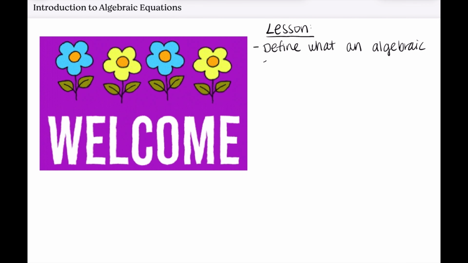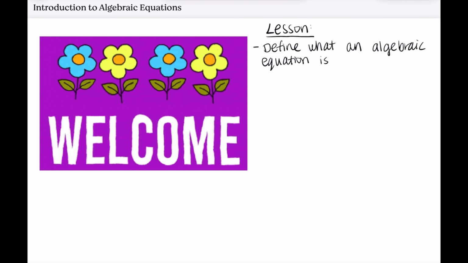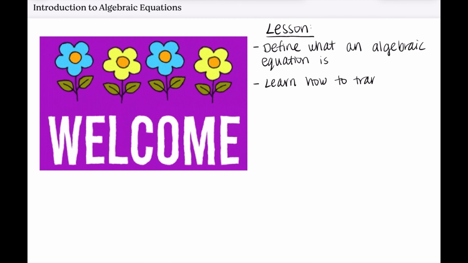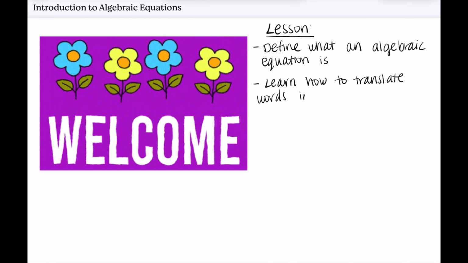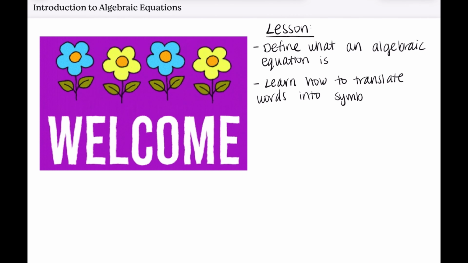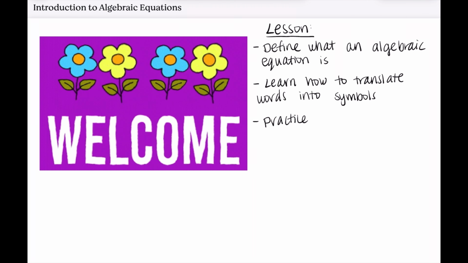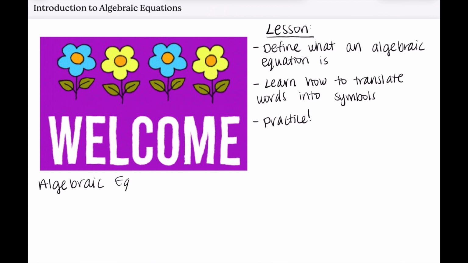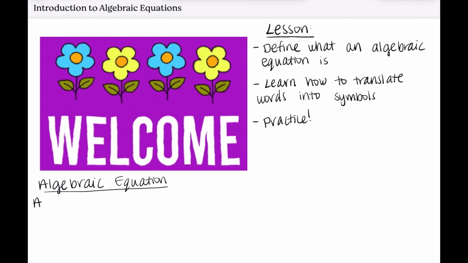In this lesson, we're going to do an introduction to algebraic equations. And what we're going to do in our lesson is, first, we're going to define what an algebraic equation even is. Once we do that, we're going to learn how to translate words into symbols. And then, as always, we're going to end our lesson with a bunch of practice problems to really solidify what we've learned. So to start off, we're going to define what an algebraic equation is.